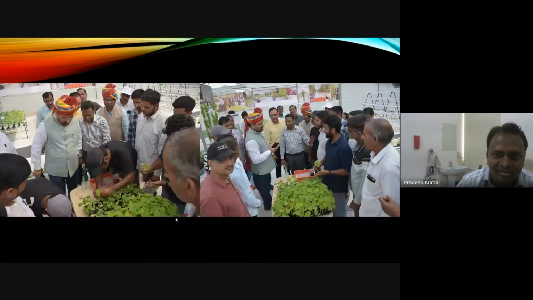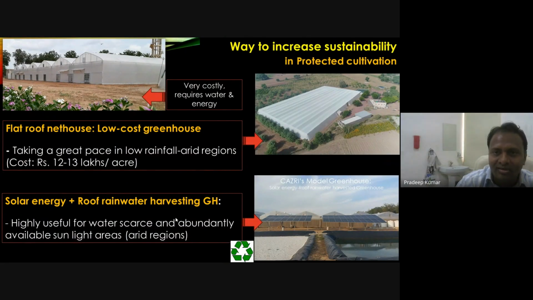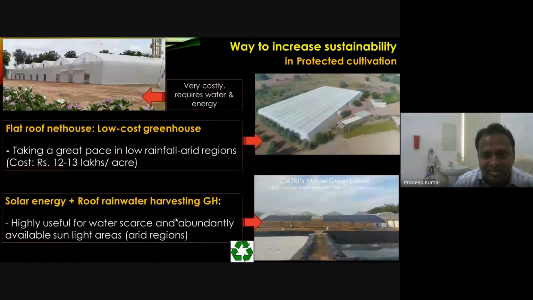Net houses are better in our conditions than in other areas, because there is very little rainfall and high temperature. That's why polyhouses have some problems, particularly during summer. In net houses, the summer crops can be taken in a better way as compared to polyhouses. And so, to increase sustainability, because the growing area under protected cultivation is increasing day by day, particularly in western Rajasthan.